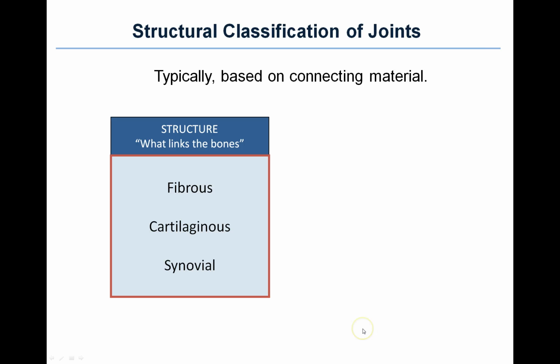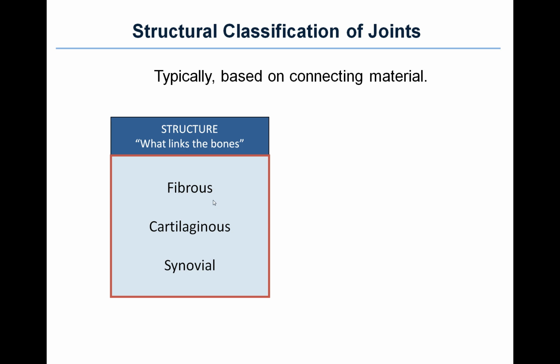Secondly, let's look at the structural classification of joints. Remember, this is referring to the type of tissue that's located between the two bones. We either have fibrous tissue, cartilaginous tissue, or a synovial joint, which has a space filled with synovial fluid. Each of these structural classifications have subtypes. So it's important in your further learning to explore each of the subtypes of these structural classifications.